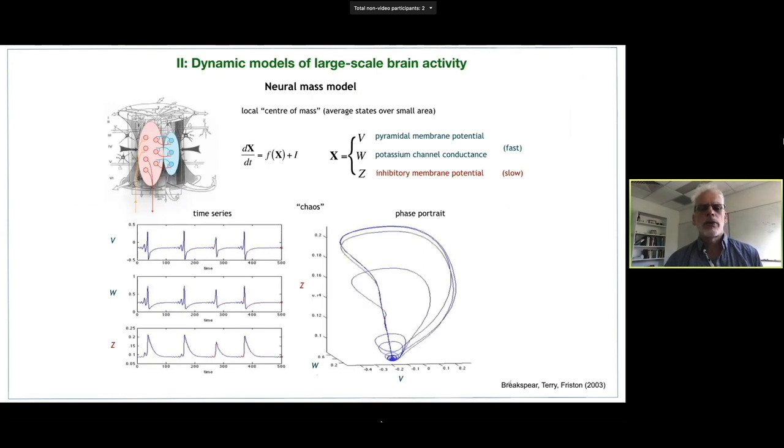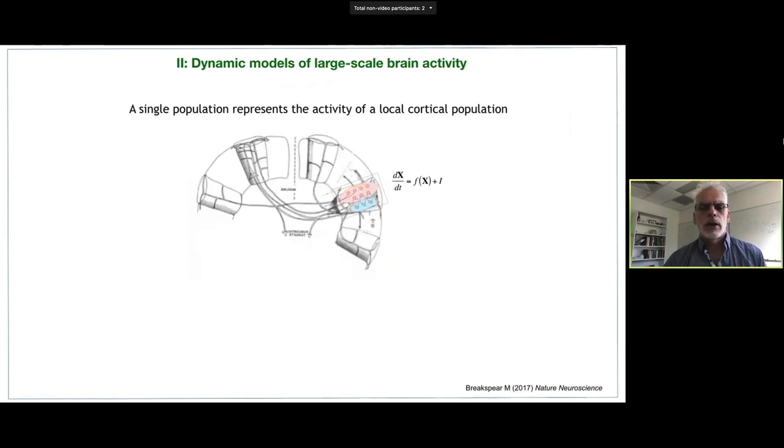So that's a model for one small population of neurons. Highly abstract pyramidal cells and local inhibitory cells, no layers, nothing else. To model something approaching the brain, I now place one of these models in each parcel of the brain. So we need a parcellation, and that's covered in other talks.